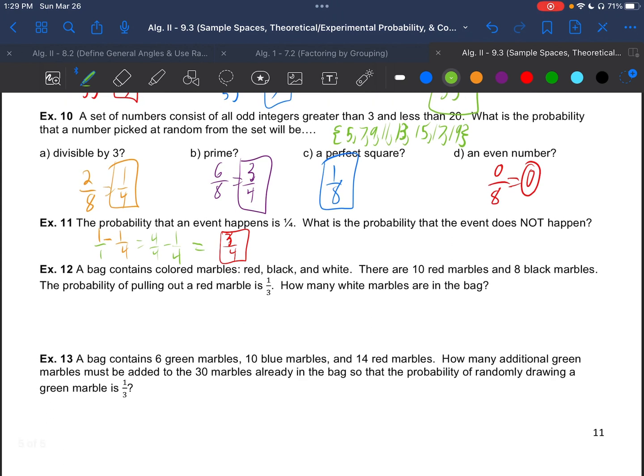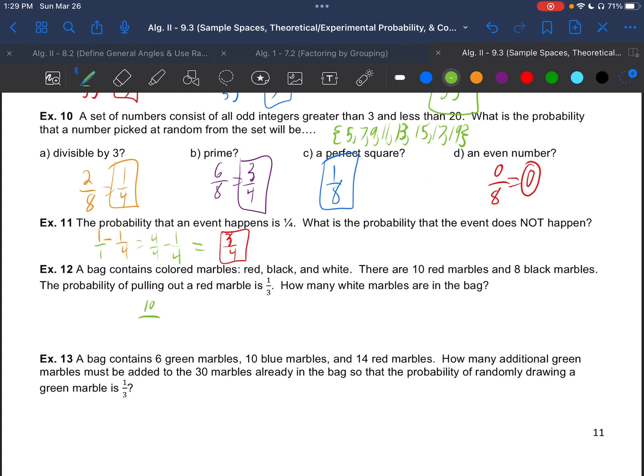12. A bag contains colored marbles, red, black, and white. There are 10 red marbles, 8 black marbles. The probability of pulling out a red marble is 1/3. How many white marbles are in the bag? All right, so here we know that there are 10 red marbles, and we know only how many red and black there are, but not how many white.